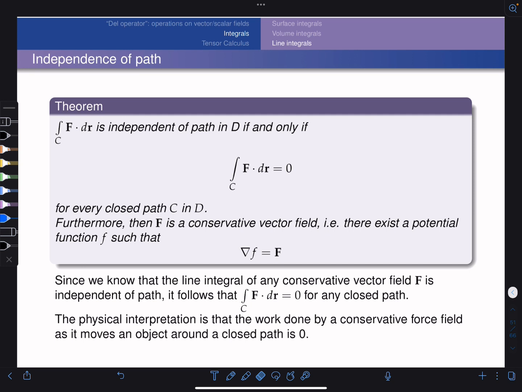The physical interpretation is that the work done, since we know that the work is a line integral of a vector field, by a conservative force field, as it moves an object around a closed path, is 0. An example of this can be when an object is moved along a closed path in a gravitational field that we know being conservative.